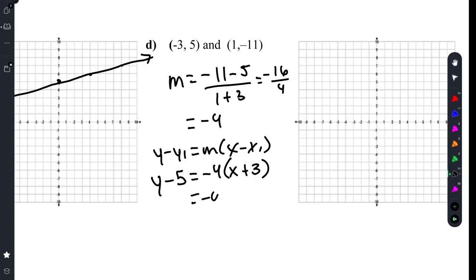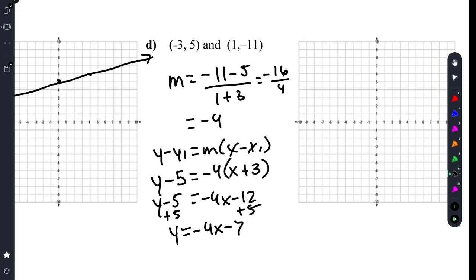So we get negative 4x minus 12. All we're doing here is just doing some basic algebra, plus 5, and we get y equals negative 4x minus 7, right? And there's our equation. So plug it into the point slope and just simplify it like you did in 7th grade math or 8th grade math for some people.